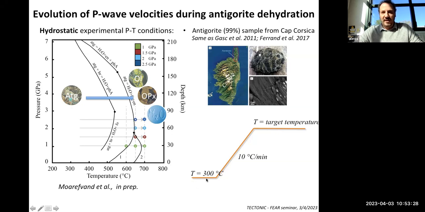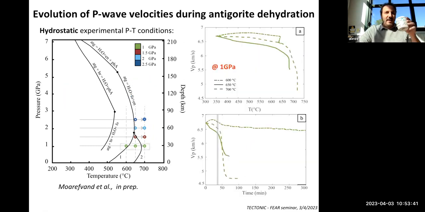At the beginning, we're at 300 degrees. We just ramp up the temperature 10 degrees a minute to the target temperature, where we stay around an hour or two. So the entire experiment is actually quite fast. It takes maybe less than an hour and a half.